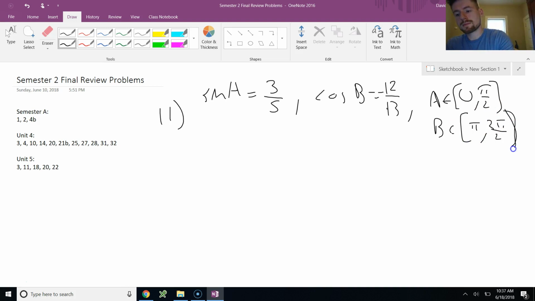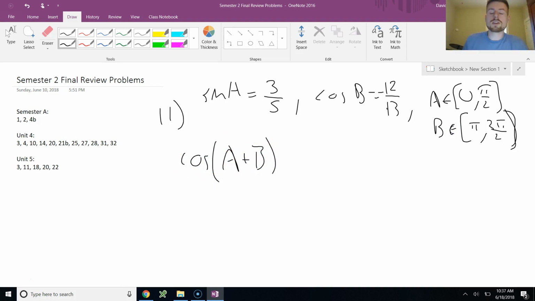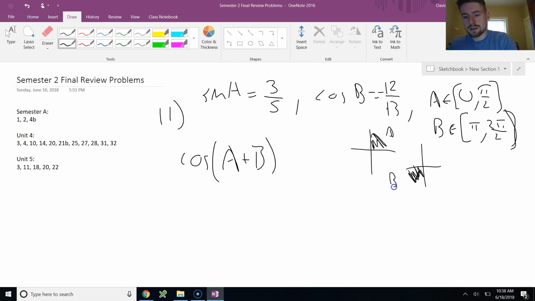Evaluate cosine of A plus B. So that's all the information we have to start off. A is in quadrant 1, so there's A, and B is an angle in quadrant 3, since it's more than pi and less than 3 pi over 2, so this is B. And sine of A is 3/5, and cosine of B is negative 12/13.